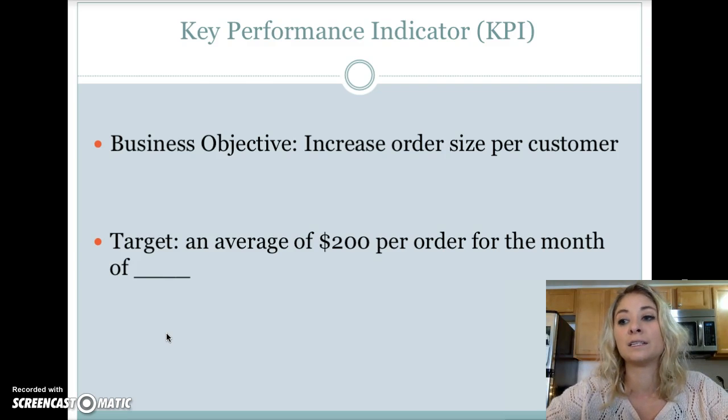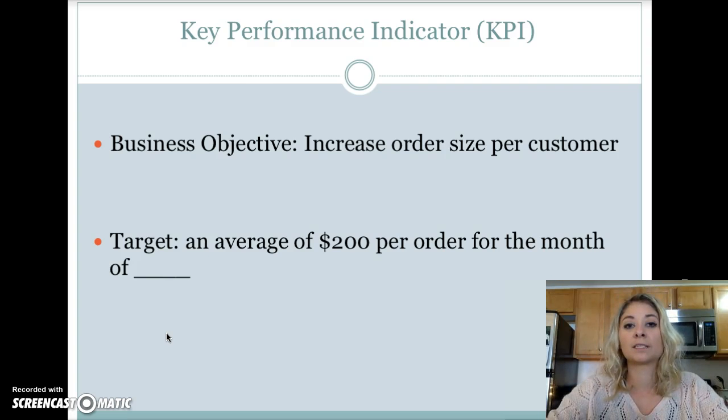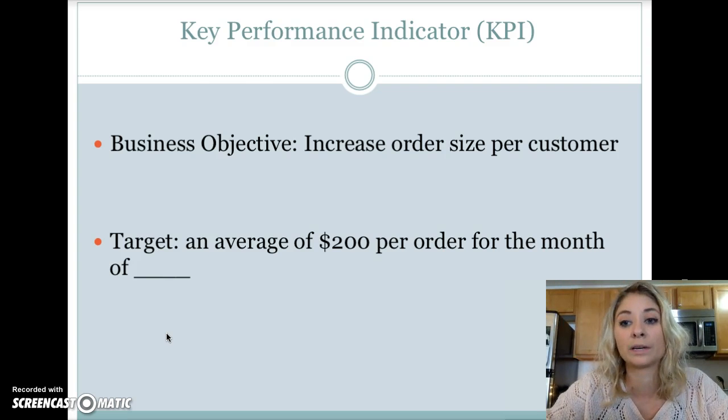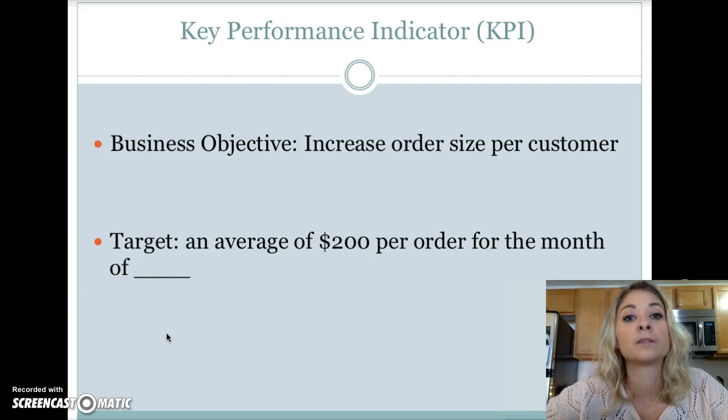So the key performance indicator for this, based off the objective I made of an increased order size per customer. So the KPI for this is the average order size per customer. So how many shoes did she buy? The target might be an average of $200 per order for the month of, let's say, October. So if she bought 4 pairs of shoes, one for each individual in her household, this would be a large order size and it would probably exceed this average amount of $200.